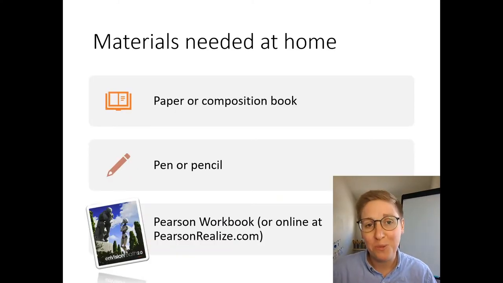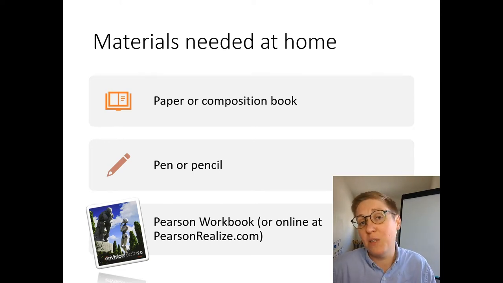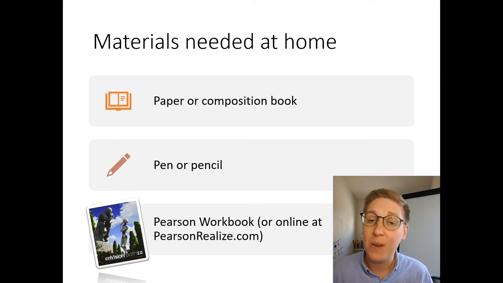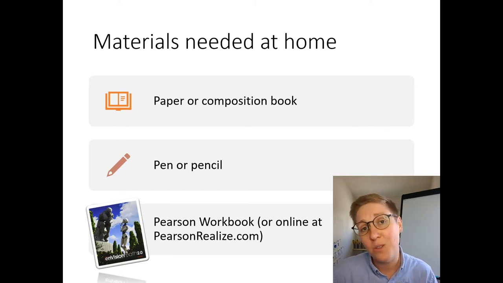What you'll need at home are three things. First of all, something to write on. Piece of paper, composition book would be great. Something to write with, pencil or pen. It would be also great if you had your Pearson workbook, because the lesson today is based off of lessons in that workbook. If you don't have it, you can also go to pearsonrealize.com. If you have none of those things, that's okay. Just join us, watch and listen best you can.